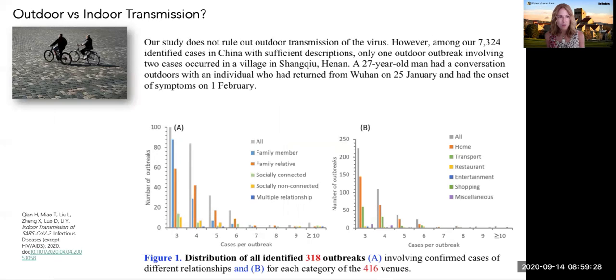And just to draw your attention to this study that does show that there is very minimal transmission, but it can happen outdoors, of all 318 outbreaks involving 3 or more people, they were all indoors. And there was one where a 27-year-old man had a conversation outdoors with an individual for a lengthy period of time in close contact and then did get symptoms. But otherwise, most transmission happens among family members or family relatives and at home or in transport.